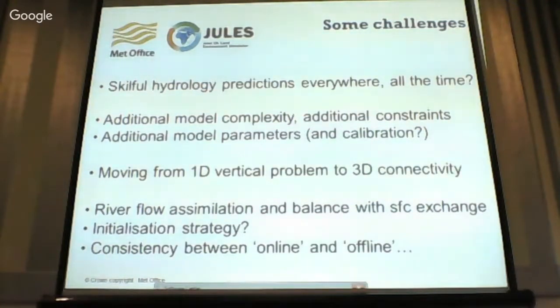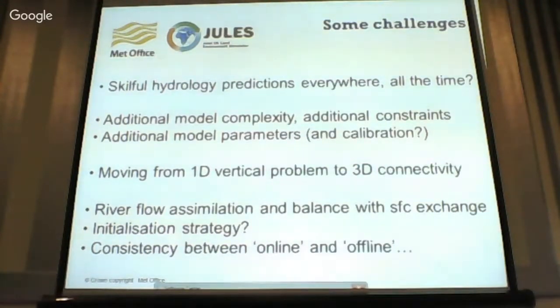We're also moving from essentially a 1D soil feedback process from the atmospheric perspective to a fully 3D connectivity. And Wharf Hydro's got a very nice illustration of the grid connectivity required. Questions about river flow assimilation, and particularly then the balance of that with the surface exchange. So at the moment, Jules is quite well constrained by the atmosphere. It's serving the atmosphere and it's doing a very good job because we get the weather forecast about right, with no constraints at all on the hydrology. That's been one of the main headaches for me over the last few years. Initialization strategy, again, for atmosphere and ocean are fairly well developed.